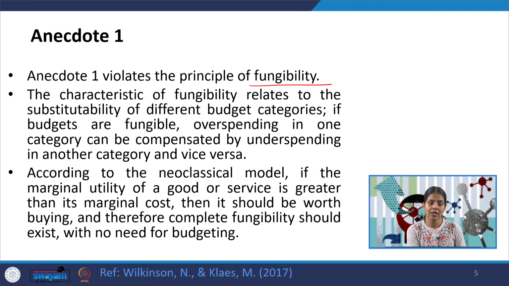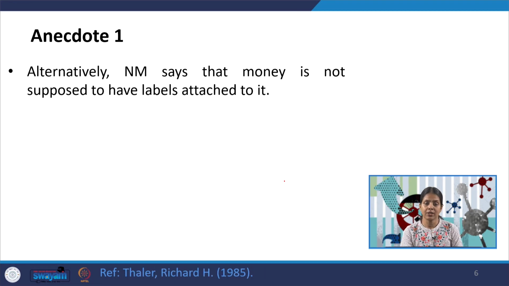According to the neoclassical model, if the marginal utility of a good or service is greater than its marginal cost, then it should be worth buying and therefore complete fungibility should exist with no need for budgeting. That is what the neoclassicals say. Alternatively, the neoclassical model says that money is not supposed to have labels attached to it. So, money is completely fungible.